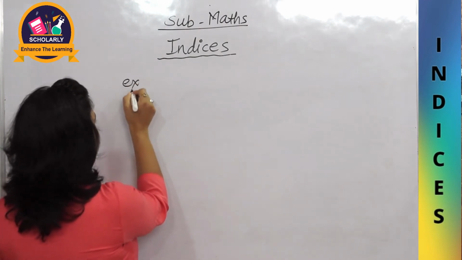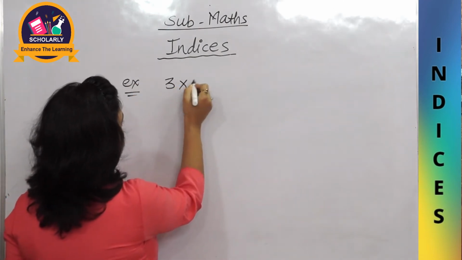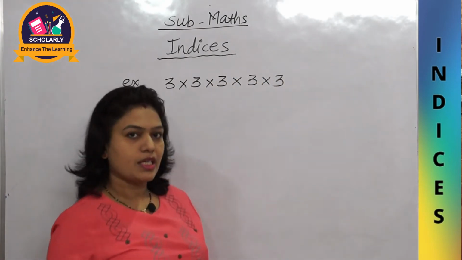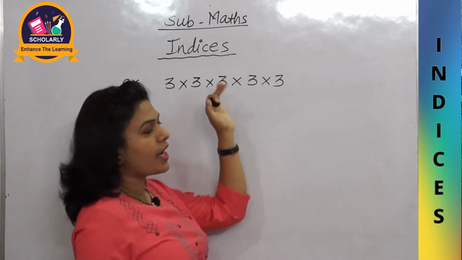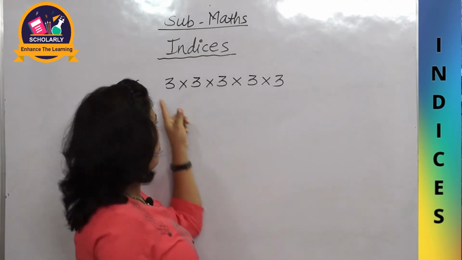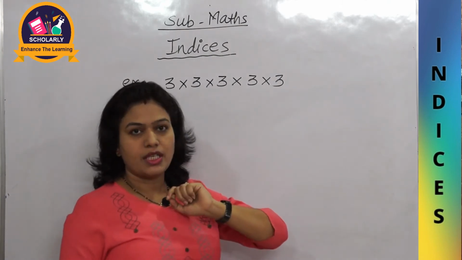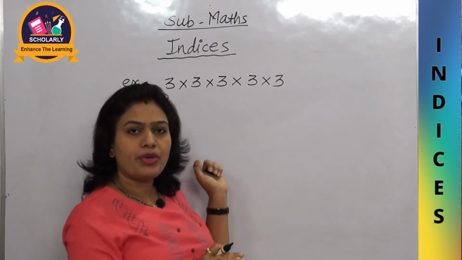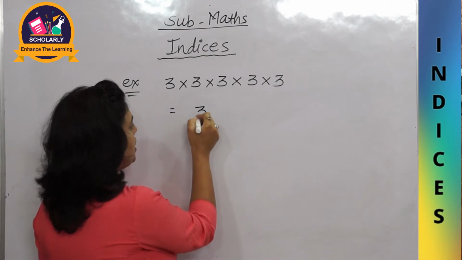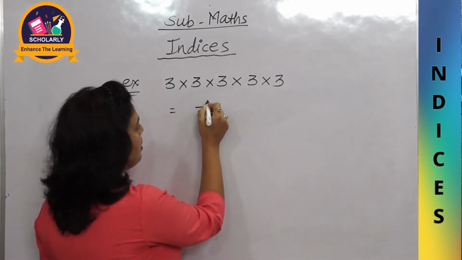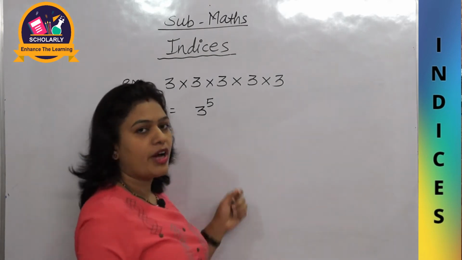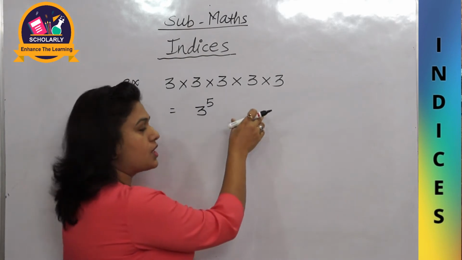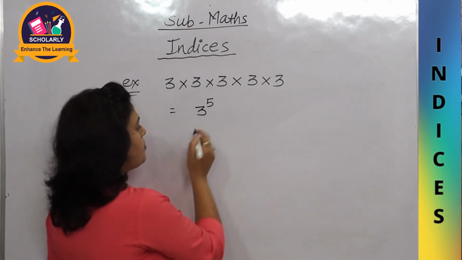So here is an example. 3 into 3 into 3 into 3 into 3. Here 3 is multiplied by 3 5 times. 1, 2, 3, 4, 5. 3 is written 5 times in multiplication. So we can simply write here 3 raised to power 5. Why have I written 5 here? Because 3 is multiplied 5 times. Here 3 is written 5 times, so the power is 5.